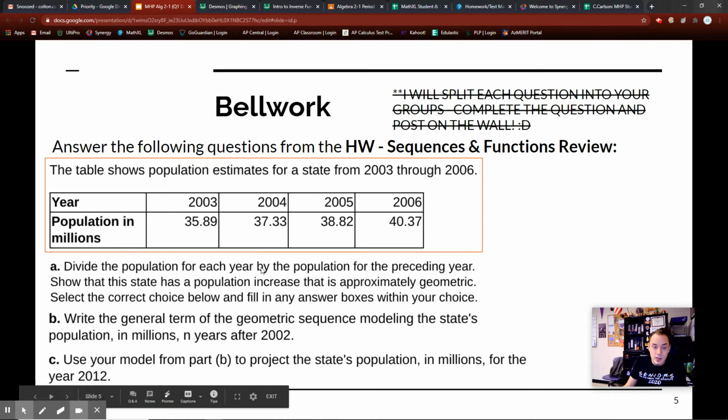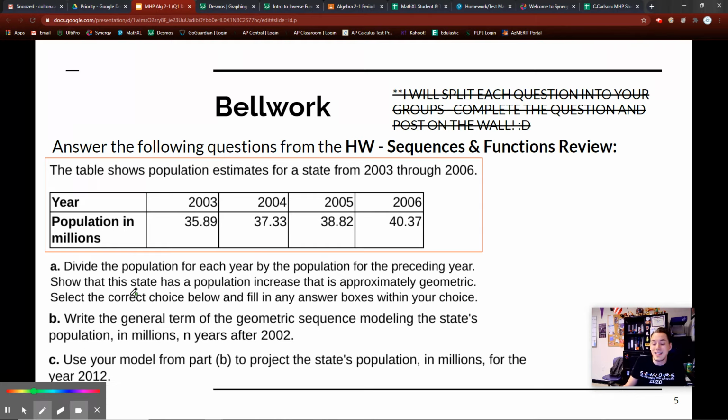All right, so this is what we got. I'm going to go through this one a little bit more quickly just because it doesn't have anything to do with functions. I just want to review it because I think it's helpful. So this one is going to be a 3-parter. And the first thing they ask you is divide the population for each year by the population for the preceding year. What does that mean? It wants you to find your R.